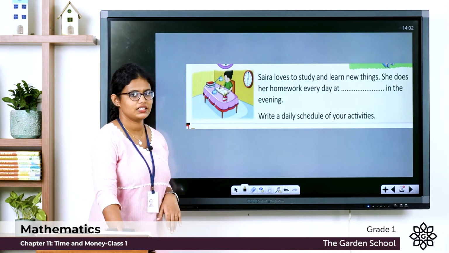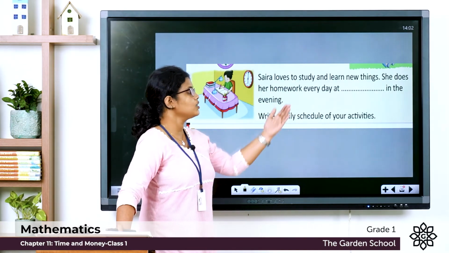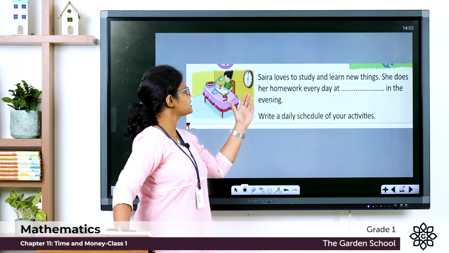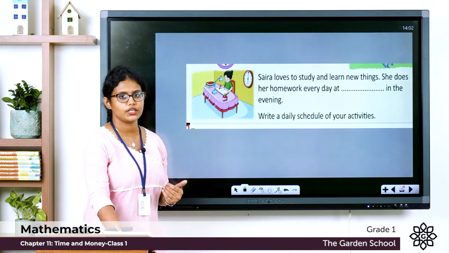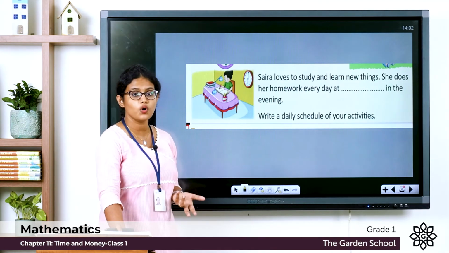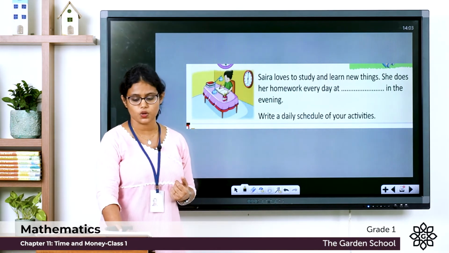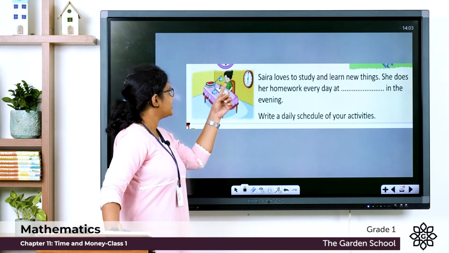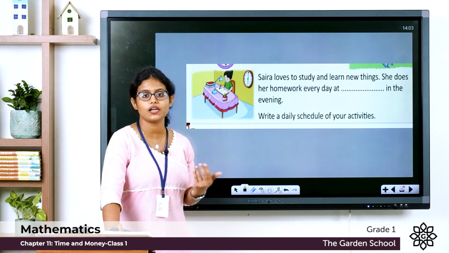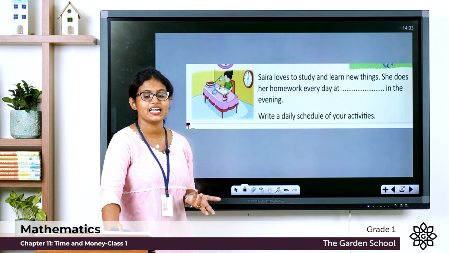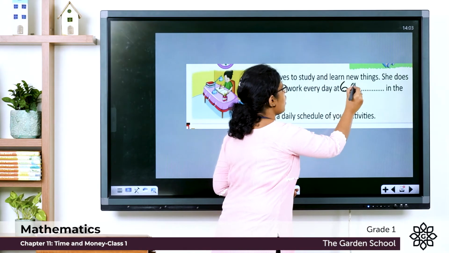See the next, the remaining part. Sarah loves to study and learn new things. She does her homework every day at dash in the evening. So what time does she do her homework in the evening? So the clock is given. So you can see your textbook. So the time is given. Here the hour hand points to 6 and the minute hand points to 12. So can you say what time it is? It is 6 o'clock. So you have to write here 6 o'clock.